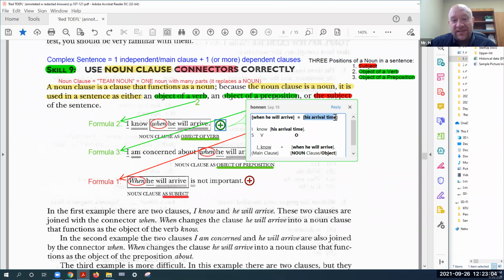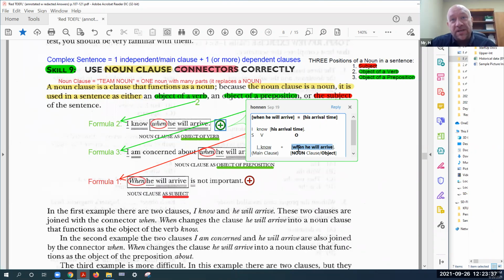Adjective and noun, right? So read this example. "I know his arrival time." So what is that? Subject, verb, plus object of a verb. Now look at this second example. Read. "I know when he will arrive." Know plus when he will arrive.